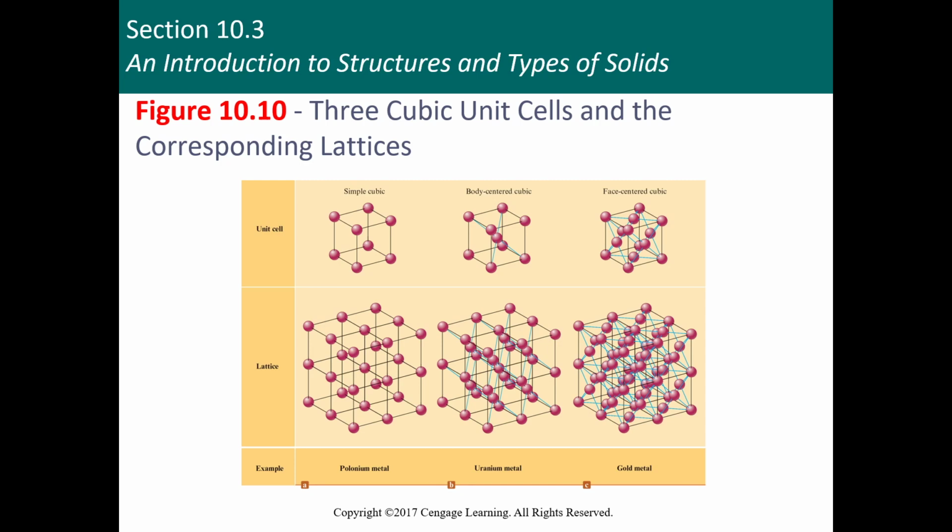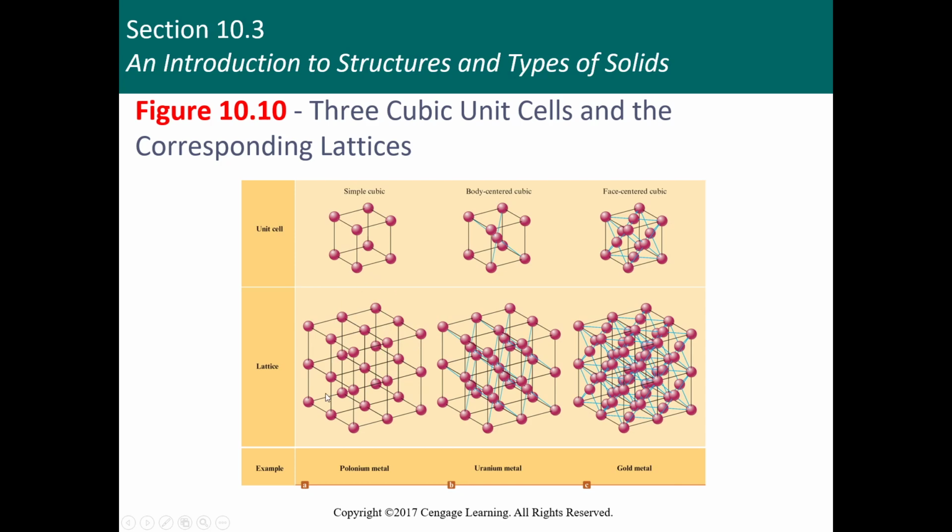So right here we see some unit cells and the lattices they create and an example of the substance that would make that. So here we have a simple cubic. It's simple because literally only the defining points of the lattice, see those edges, are the ones that have atoms on them. And so that is the unit cell, simple cubic. If you repeat that same pattern over and over, you can get the lattice right there.